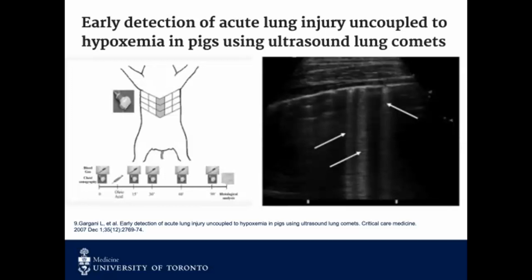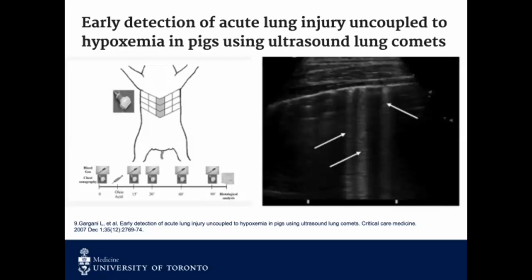mimic ARDS. They used ultrasound to look at 12 predefined scanning sites, which you can see up here on the left, and to evaluate extravascular lung water. What I would call B-lines in humans, they call lung comets, and they were reflective of pulmonary edema. At the same time, they looked at the P to F ratio, which is your arterial blood oxygenation, and the static respiratory compliance as well.